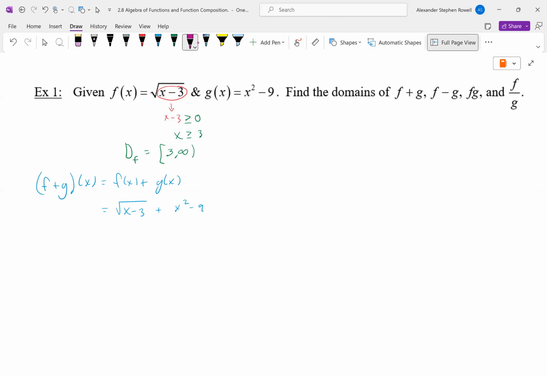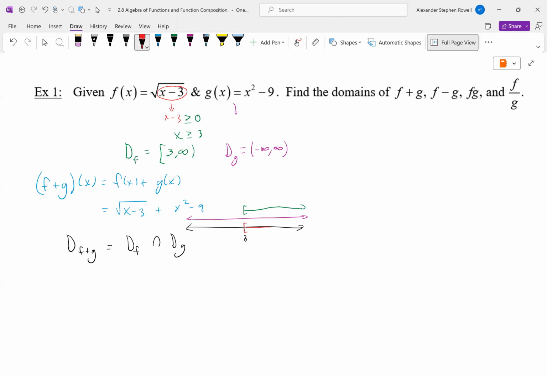So the domain of a polynomial is all real numbers. The domain of g is negative infinity to infinity. I only have to worry about fractions and square roots. Now, what is the domain of f plus g? The domain of f plus g is equal to the domain of f intersected with the domain of g, which would be what? It's the overlap, right? So if I look on my number line, here's 3 to infinity, here's negative infinity to infinity, and the overlapping region is 3 to infinity. Any questions so far?